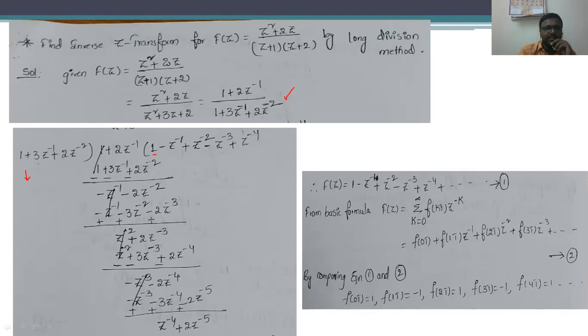So in order to cancel the z square terms, that is nothing but z power minus 2 terms, we have to multiply this particular expression with z power minus 2. So just multiplying this particular expression with z power minus 2, we are going to get z power minus 2 minus 3z power minus 3 minus 2z power minus 2. So just calculating this particular z power minus 2 terms, we are going to get minus z power minus 3 minus 2z power minus 4.